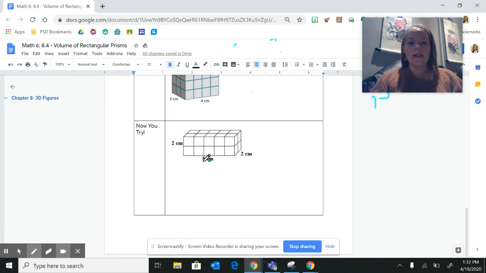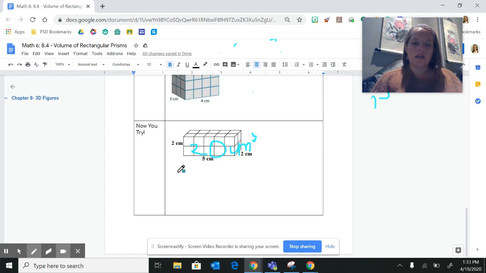So we have a base of 5, a width of 2, and a height of 2. And now there are a couple ways that I could do this. I could see that on my base, I have a layer. So I have 5 by 2, which means I have 10 cubes on the base. And I have 2 layers. So 10 plus 10, that would give me 20 centimeters cubed.